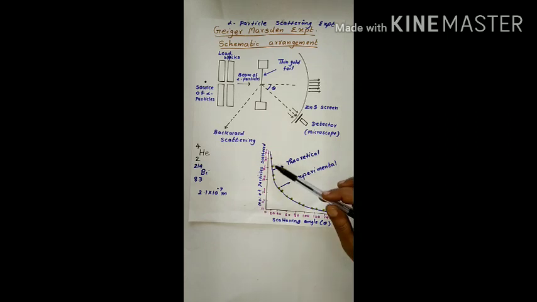There are two observations noted in the graph. One is the theoretical observation and the other is the experimental observation. The curved line shows the theoretical observation and the dots represent the experimental observation. So what is the difference between theoretical and experimental observation?